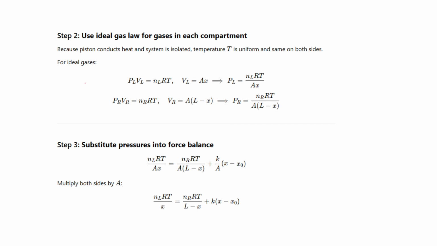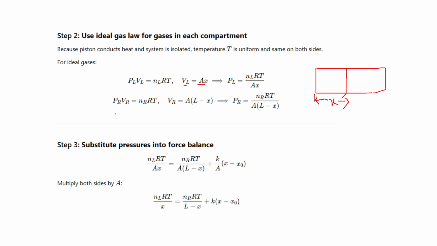Now using the ideal gas equation, we have the pressure in the left compartment into the volume of the left compartment equals number of moles into R into T. The volume of the left side is A into X; we have assumed that the position is X. The total length is L, and the length on the left side is X. So the volume is cross-sectional area into X. So the pressure on the left side is the number of moles on the left side into R into T divided by AX.